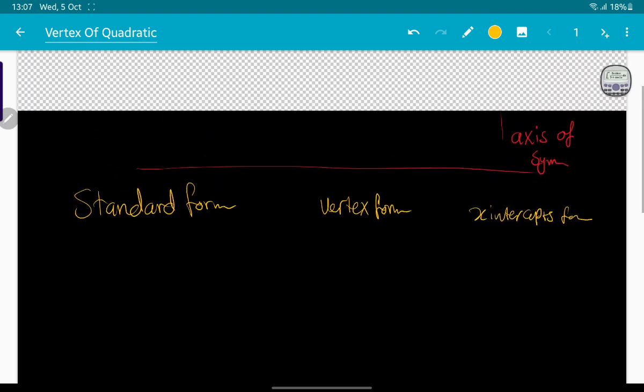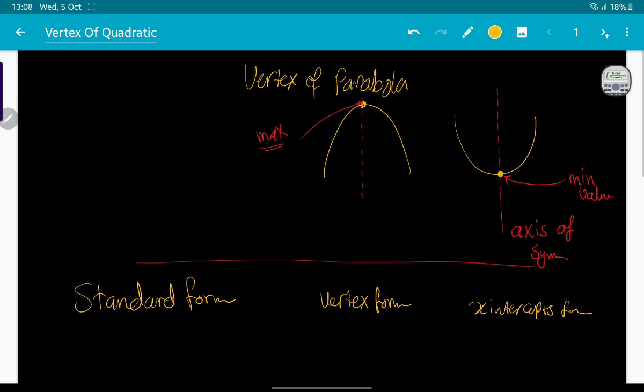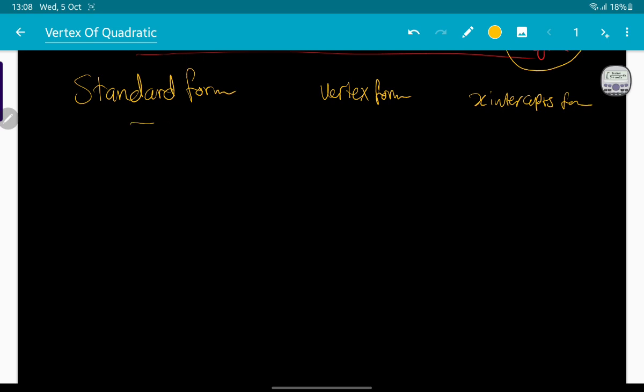Okay, before we start, I need you to know exactly what's the question. The question is how to find the vertex of the parabola. So when I ask you to find the vertex of the parabola, you should know that you need the axis of symmetry and the minimum or the maximum value. We will work one form by one.